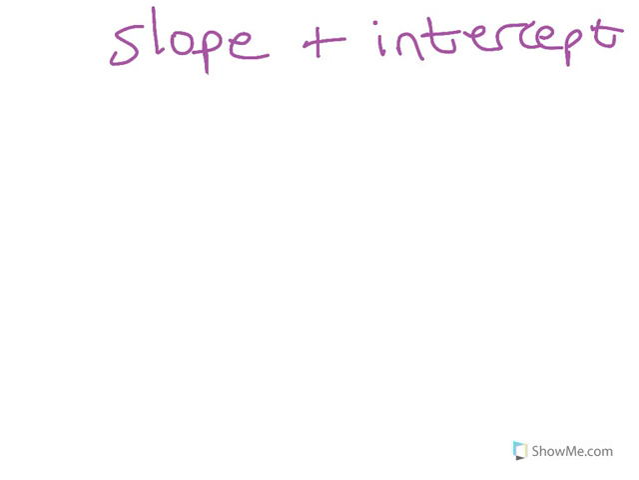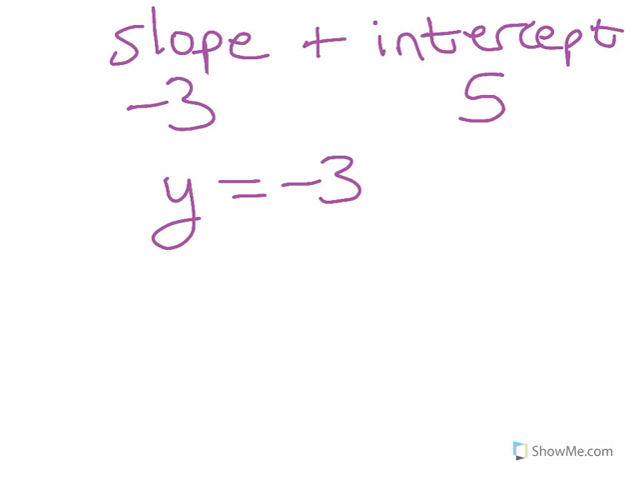If someone told us that a line had a slope of -3 and an intercept of 5, we can very quickly put together an equation that represents the relationship between the independent and dependent variables. The dependent variable is equal to -3 times the independent variable plus 5. It will always work that way. If anyone tells you a slope and an intercept, you should be able to formulate a slope-intercept form equation instantly.